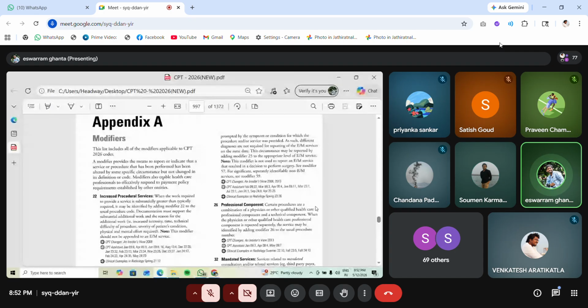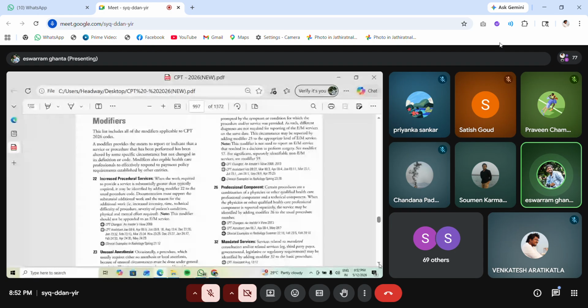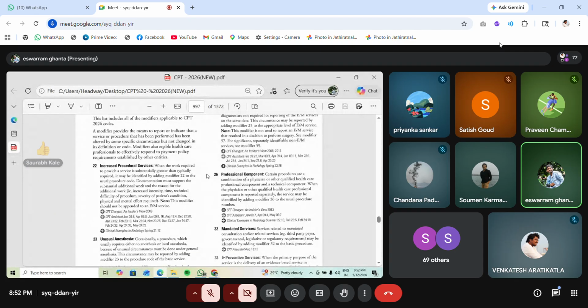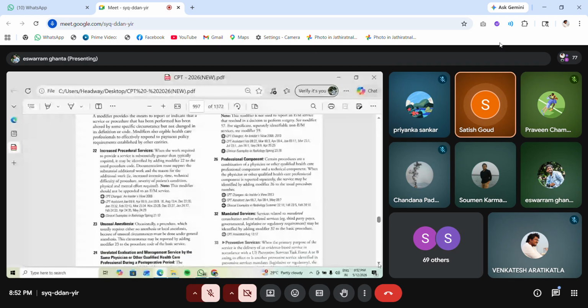If in any interview you are asked whether TC is given along with 26, your answer is no need to give the TC when we are using 26. This is the correct answer. If both the components are performed, which modifier do we use? Just use 26 only. As per guidelines, you just use 26 only.